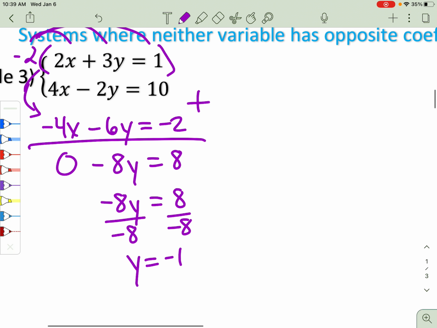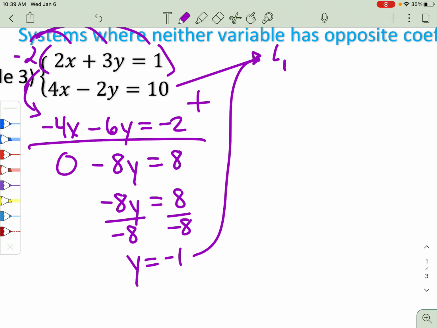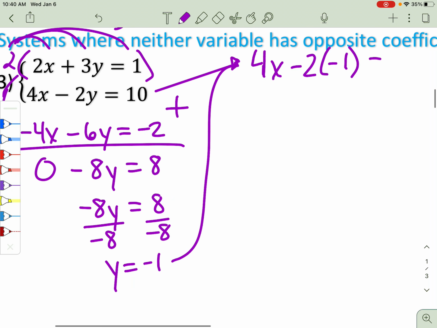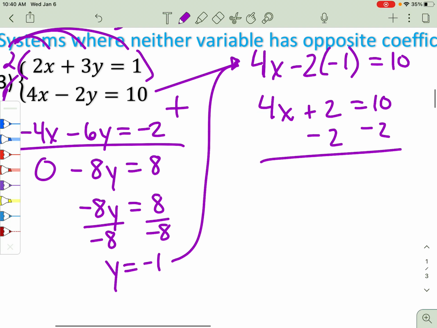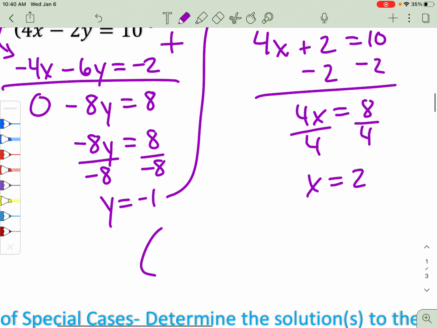Okay, and then again, to finish it up, plug it in. So 4x minus 2 times y was negative 1 equals 10. Subtract. Divide. 2. So our solution, 2 comma negative 1.